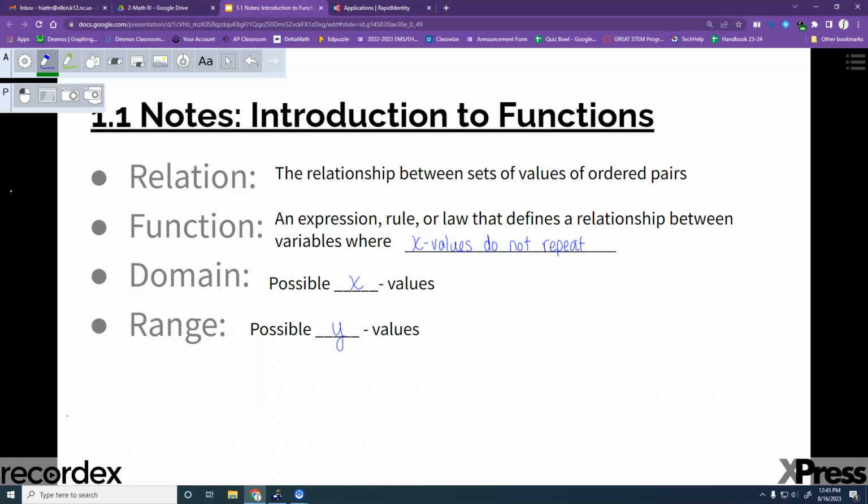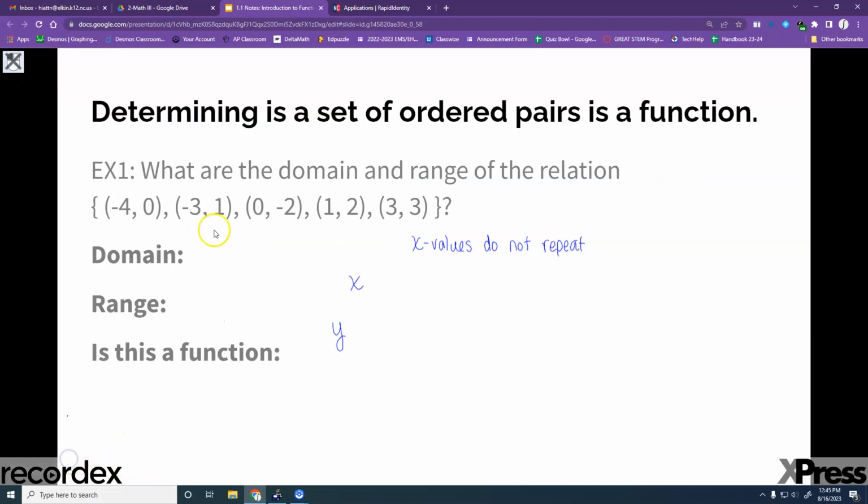And we're going to talk more about domain and range tomorrow. We'll have a whole section of notes on how to tell what your domain and range is. But we're just going over some basics right now. All right.